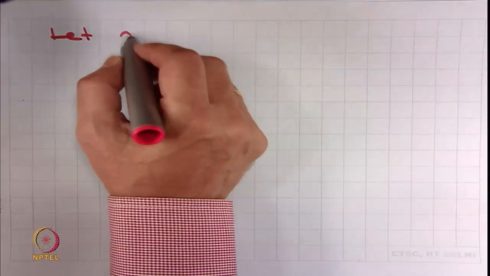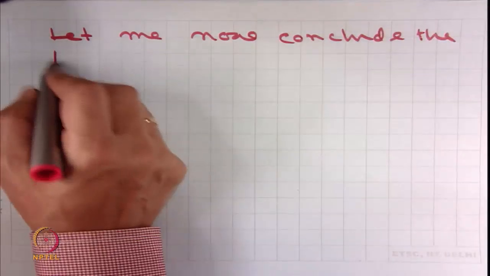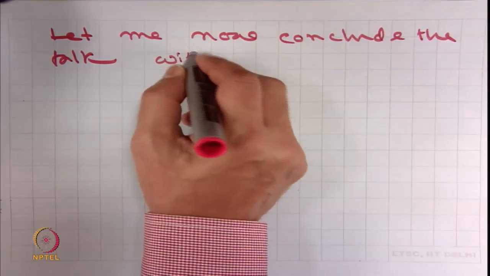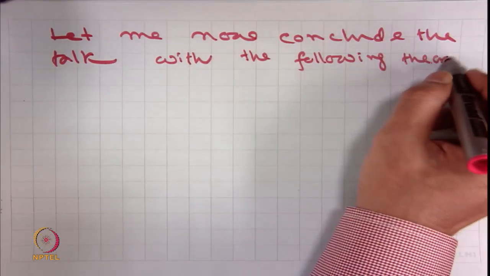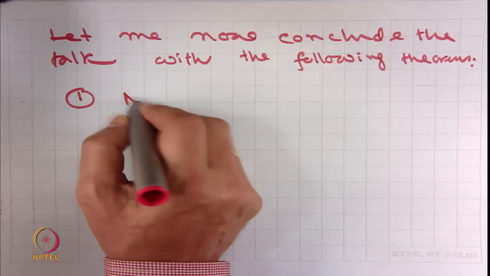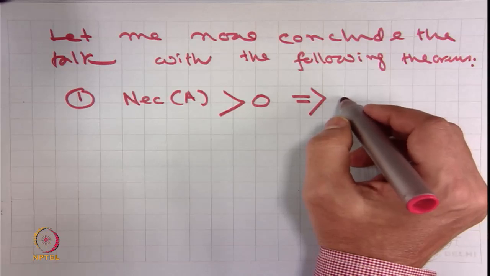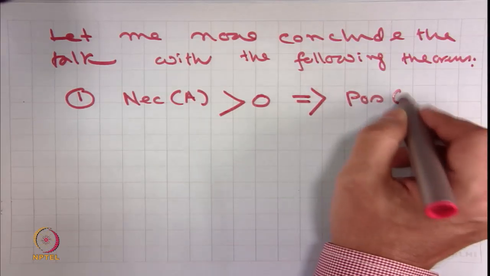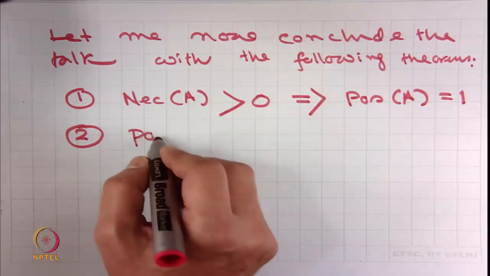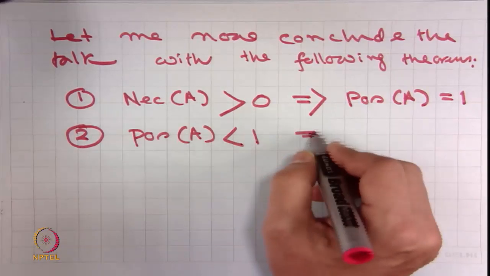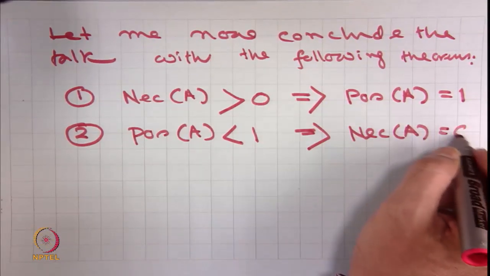Let me now conclude the talk with the following theorems. 1, Necessity of A is greater than 0 implies possibility of A is equal to 1, and 2, possibility of A is less than 1 implies necessity of A is equal to 0.